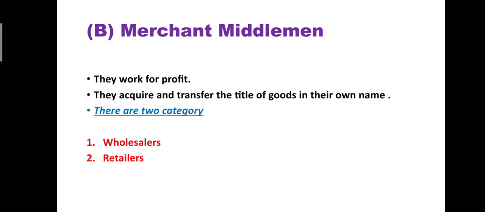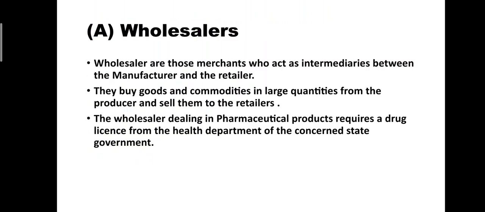Second main type of middleman, merchant middleman. They work for profit. They acquire and transfer the title of goods in their own name. There are two categories, wholesalers and retailers. Generally, in our field, that means the pharma field, medical stores and wholesaler stores are the merchant middlemen.